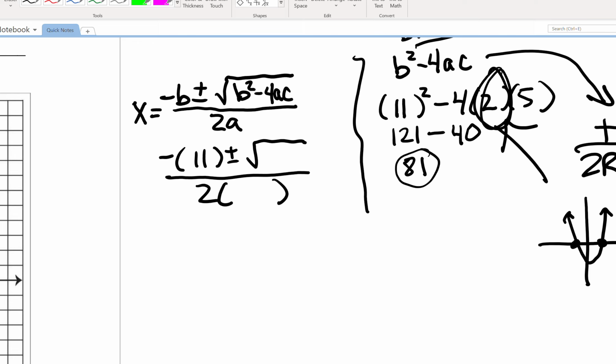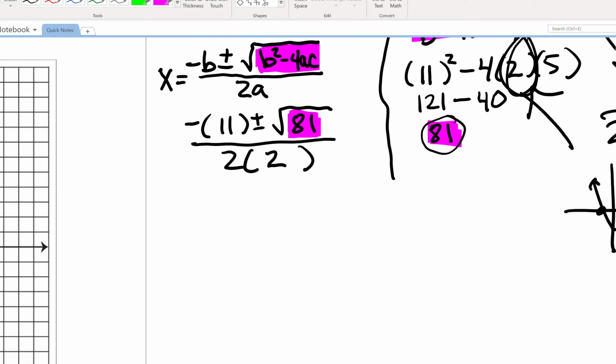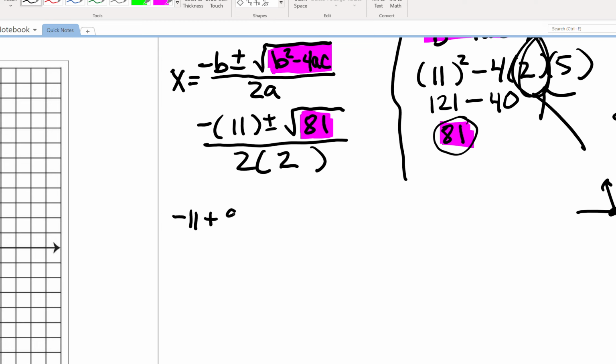Now I can go back. 81, that's my discriminant. Let's put a little color to that. This is my discriminant. This is the value that we found. And so we're just swapping them out. And then a we said was 2. So this is 2. And now I'm going to just plug this in. Negative 11, I'm going to simplify it a little bit. Negative 11 plus the square root of 81, which is 9, over 4. And then over here, negative 11 minus 9 over 4.